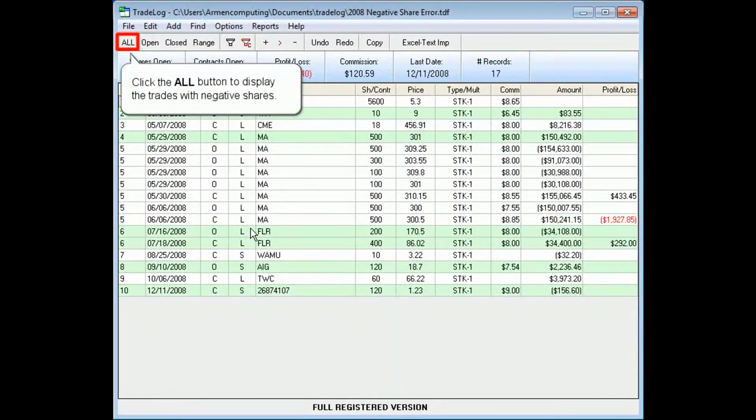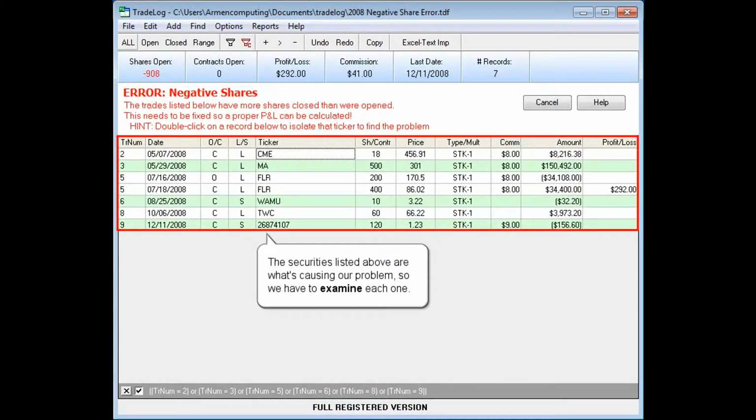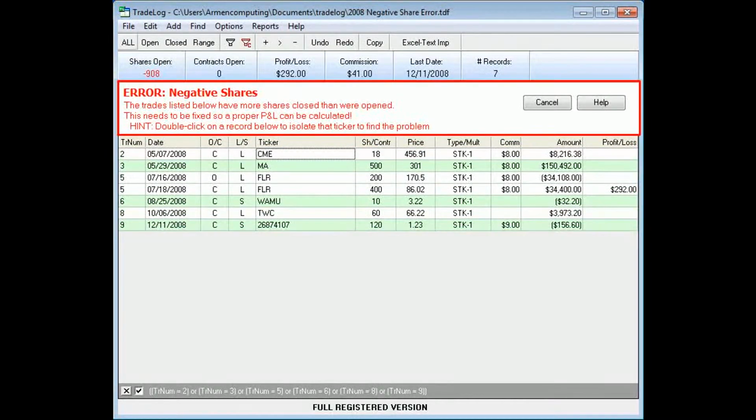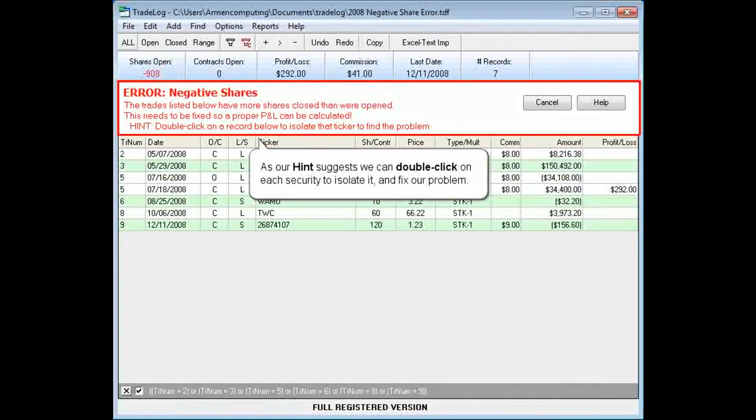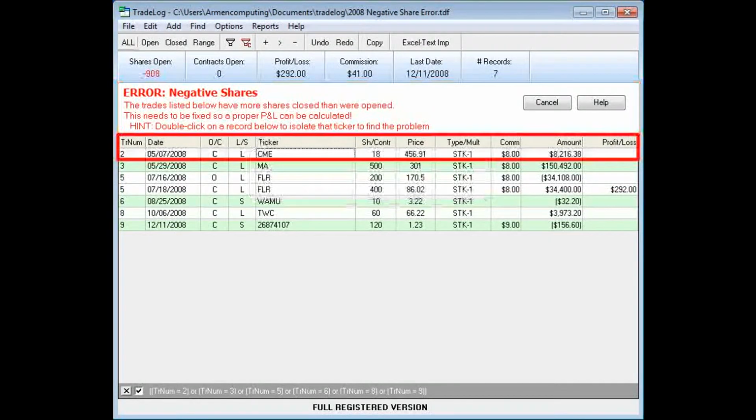Click the All button to display the trades with negative shares. The securities listed above are what's causing our problem, so we have to examine each one. As our hint suggests, we can double-click on each security to isolate it and fix our problem. First, let's examine CME.